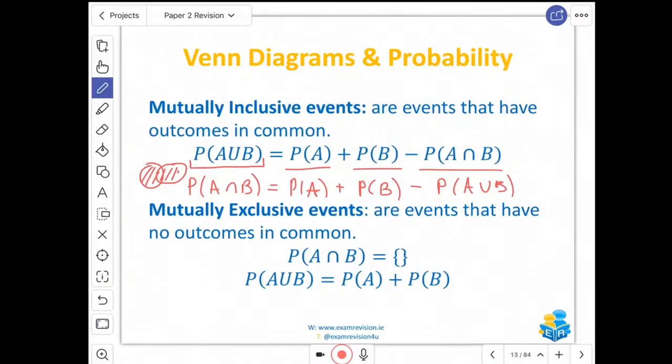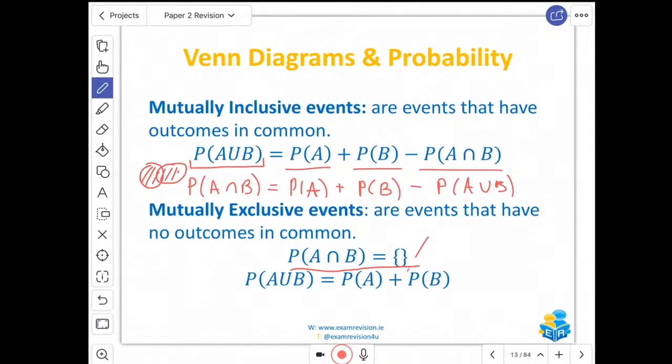The next one then is mutually exclusive events. These are events that have no outcomes in common. So the main thing you need to remember is, because they don't have any outcomes in common, they don't have an intersection. So I've written here the probability of A intersection B is the null set, it's empty. It's 0.